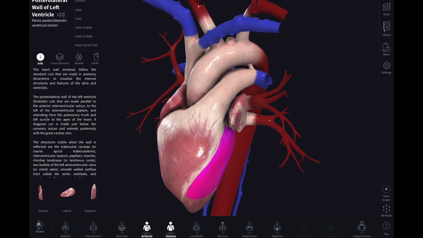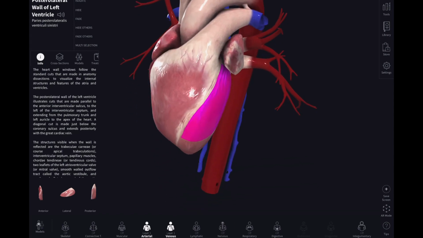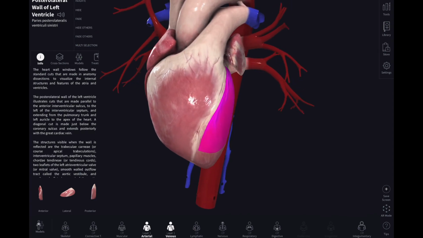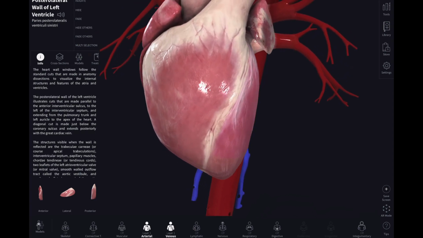Okay, so the left side of the heart, the left ventricle, is going to be our largest chamber, and it's going to have the most muscle mass to it because it's pumping further. Not necessarily the most volume, because the volume will be pretty equally spread throughout.